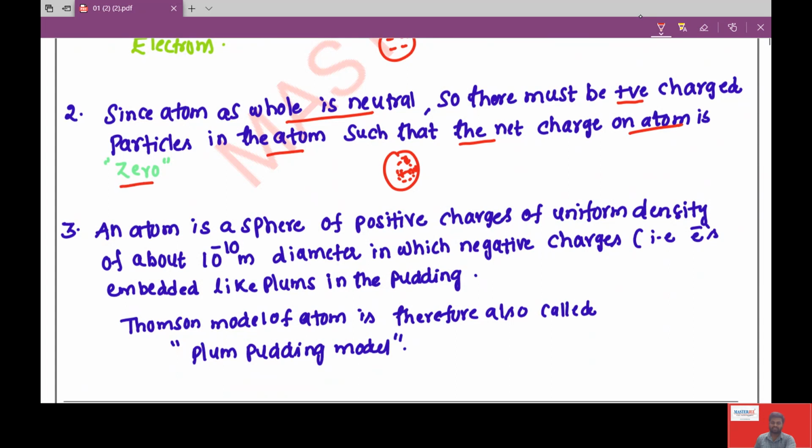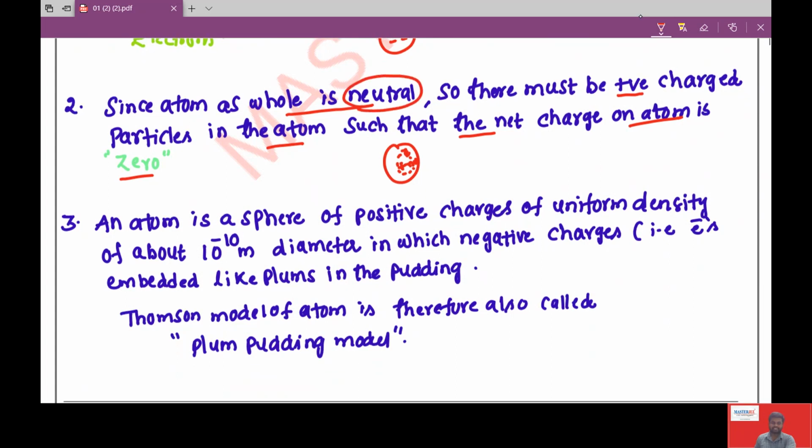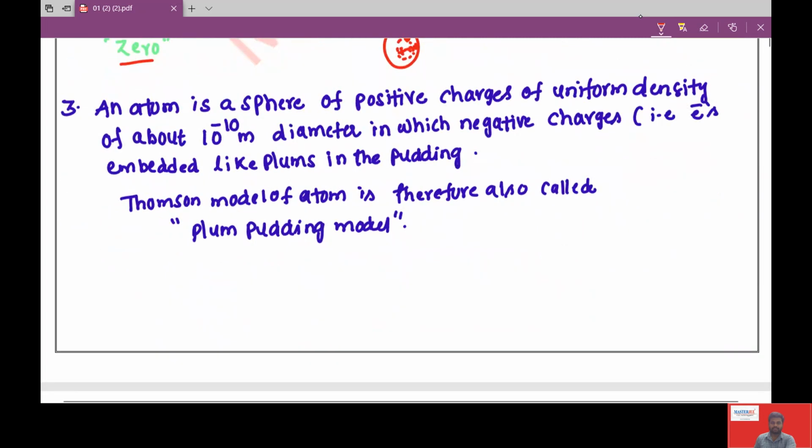Now we know that at the center is the nucleus, which is positively charged. When J.J. Thomson made these assumptions, he didn't know this. That's why he assumed there must be a positive charge in the atom in order to make it neutral. Next, the third postulate: an atom is a sphere of positive charge of uniform density, of about 10 to the power of minus 10 meter diameter, in which negative charges are embedded like plums in the pudding.